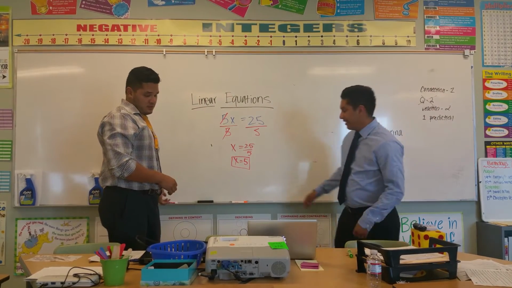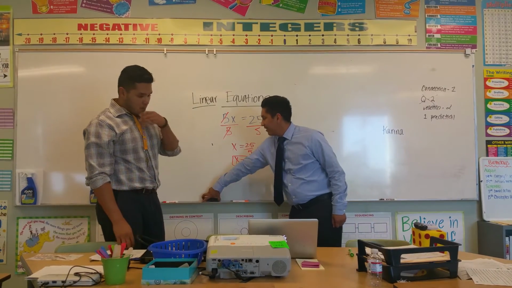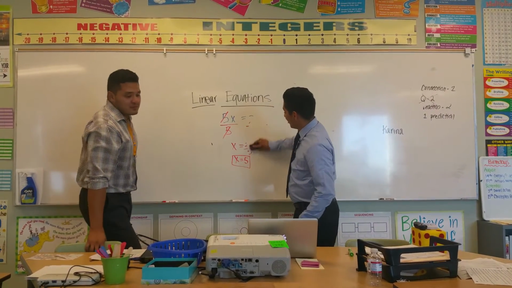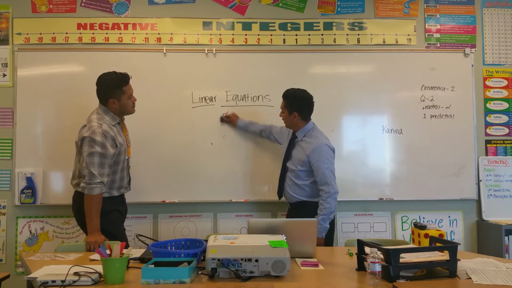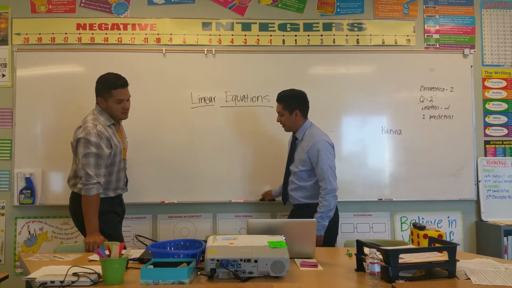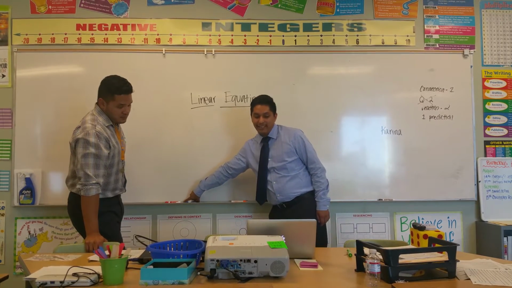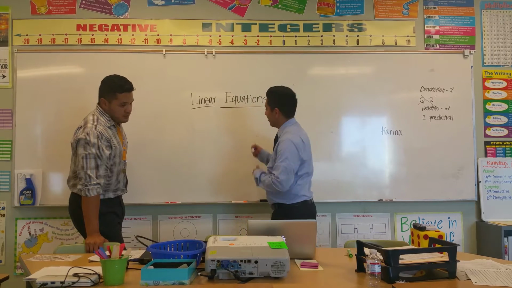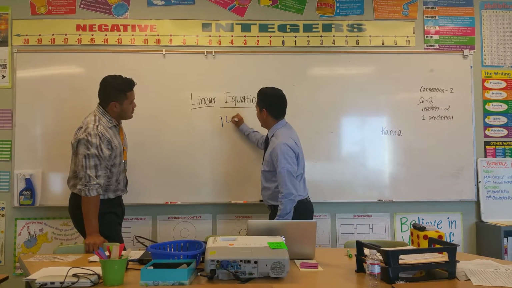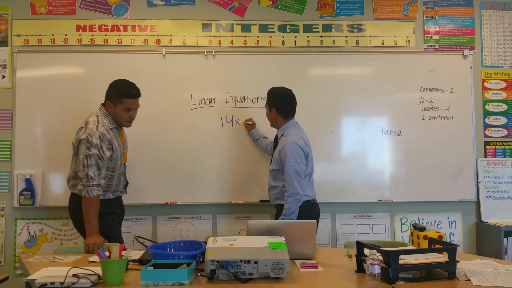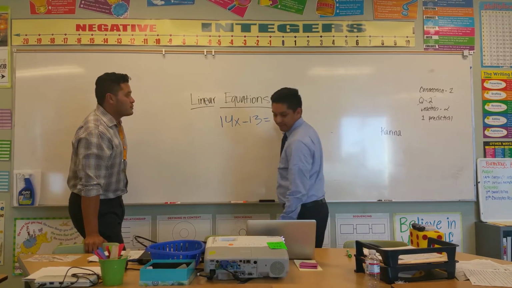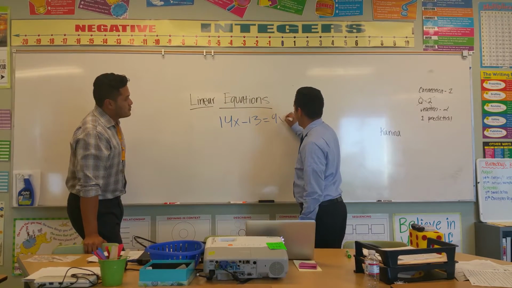Now we're going to go ahead and get into some two-step problems. Now these two-step problems are a little bit trickier, but we're not learning anything new. We're just going to be changing around some of the signs and stuff. So I'm going to start off with the original problem: 14x minus 13 is equal to 9x plus 1.